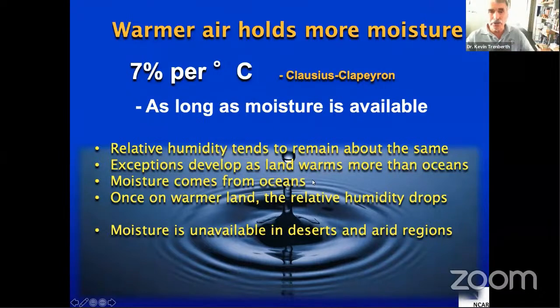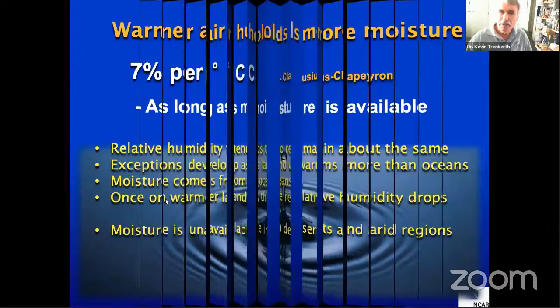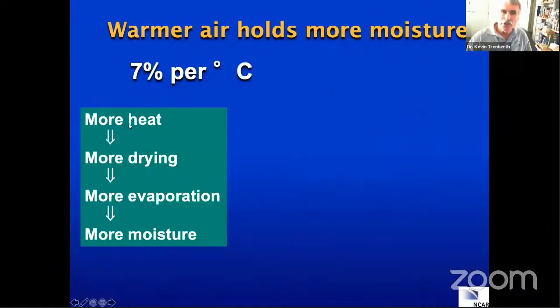This is the overall hydrological cycle. And once on warmer land, the relative humidity therefore drops somewhat. And as the land is warming more than the oceans, this means the relative humidity over land tends to go down a little bit, and this has some consequences for some weather systems. And then the moisture availability issue is especially paramount in arid regions. So warmer air holds more moisture.